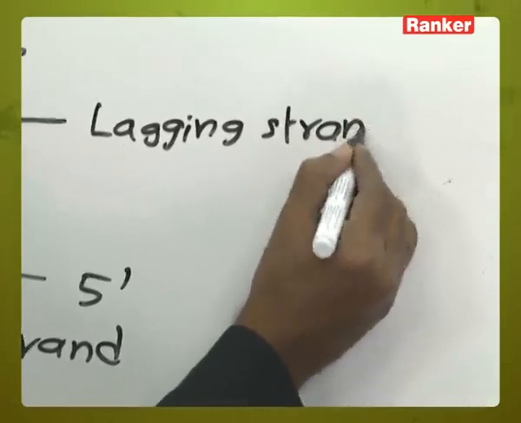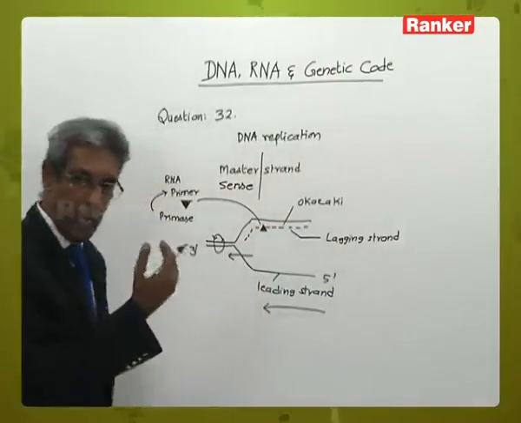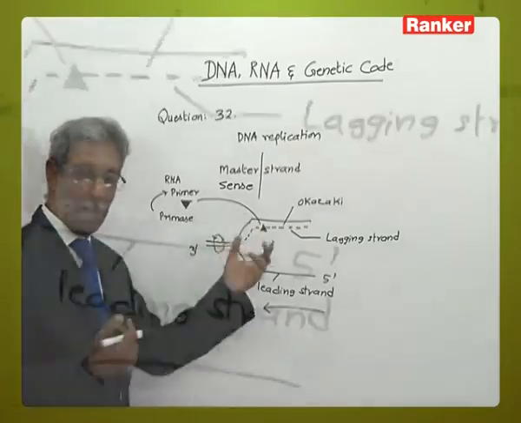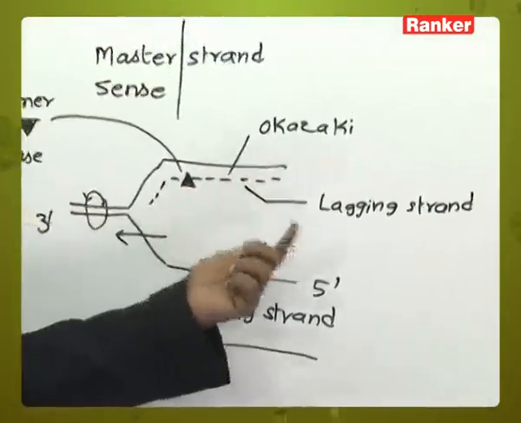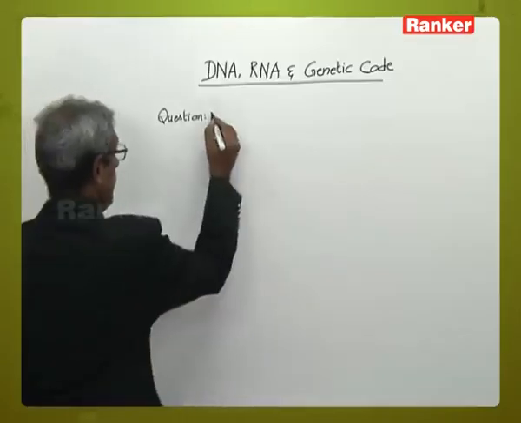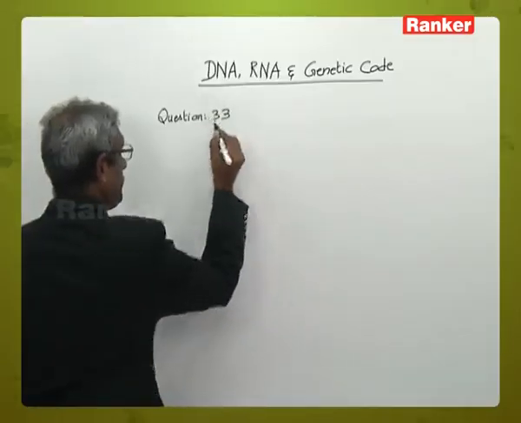The strand which gets formed second, the strand which comes late, is repaired by DNA polymerase and gives rise to the new daughter strand. Hence, for question number 32, the answer is A. Next, we go to question number 33.